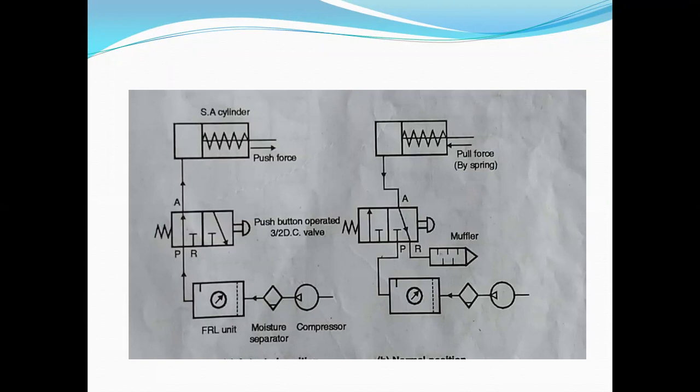Okay, so after the compressor, the air is again sent to the moisture separator. The moisture separator is the device which absorbs the moisture content from the compressed air, so that the air which enters the FRL unit is free from moisture. So completely dry air is supplied to the FRL unit.